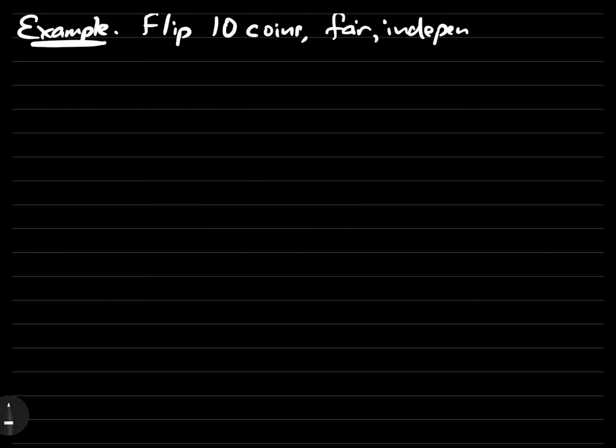Okay, here's an experiment that we could do. Let's flip 10 coins, assume the coins are fair, I mean 50-50 heads, tails, and assume they're independent. Let x be the random variable that represents the number of heads. What is the variance of x?